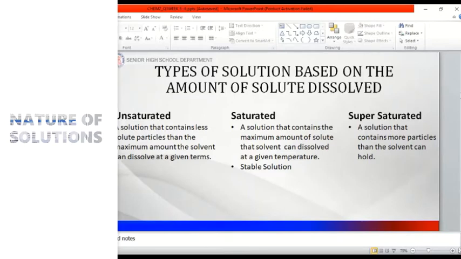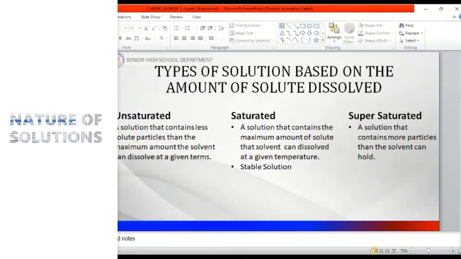So we have this as our stable solution, meaning it's the normal one. So tama ang concentration. So we also have supersaturated, a solution that contains more particles than the solvent can hold. So meaning in a given amount of a solvent, the solute is greater, meaning wala siya ni follow sa solution na kailangan mas lesser pa ang solute. So meaning it has a greater amount of the solute than the solvent.